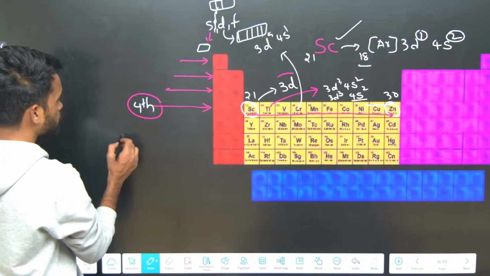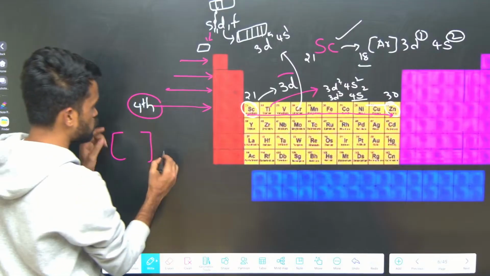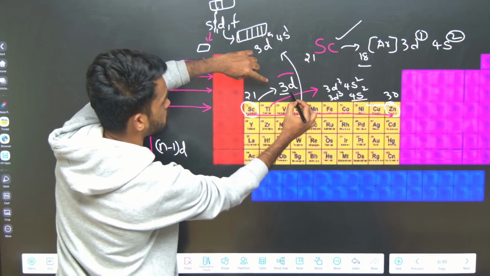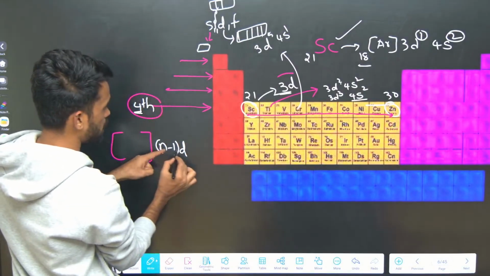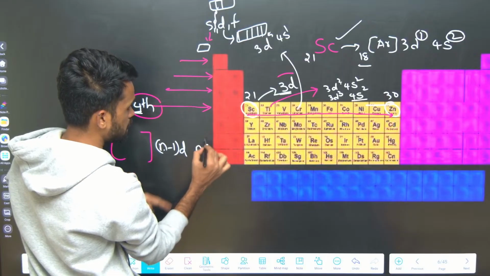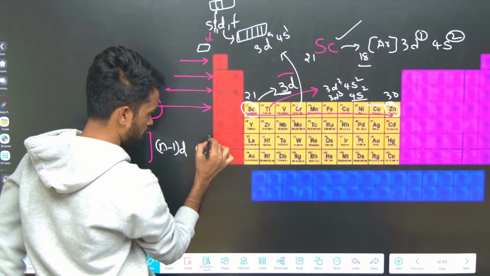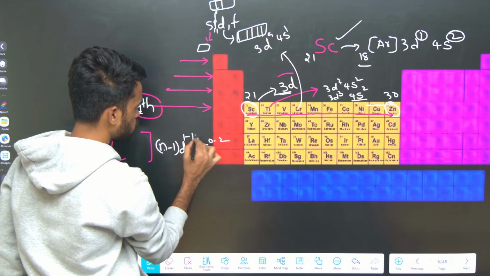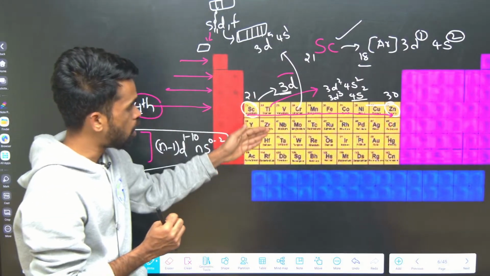So it will be: there will be one noble gas here. After this noble gas, you can write (n-1)d. See, this is 3d you are saying. You are saying fourth period, but the 3d series you are using. So (n-1)d and ns. So there will be ns. It means ns can be 0 to 2 and d 1 to 10. So like this, we will have a generalized electronic configuration for all the d block elements.